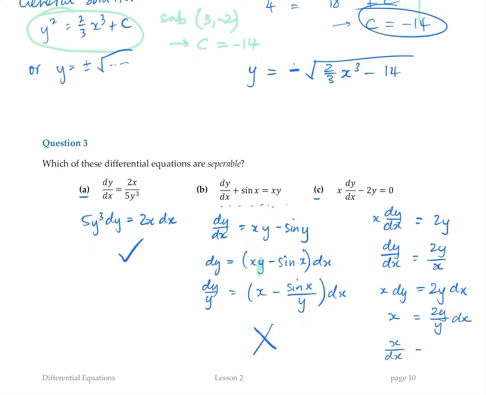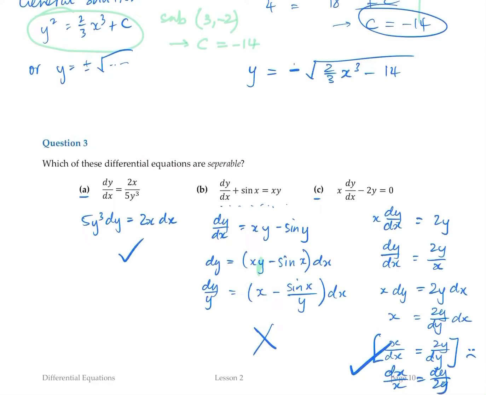X on dx equals 2y on... where did my... Sorry, this is dy here. That's good. Now, this here isn't good, right? You can't really have things on dx, but luckily I can just take reciprocals, so dx on x equals dy on 2y. Okay, so long story short, yeah, it's separable.